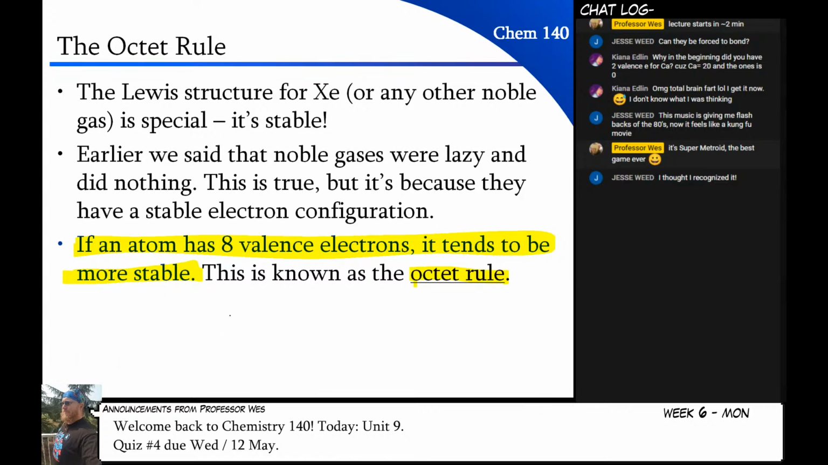For instance, this chlorine gas is extremely reactive and deadly. This is like one of the components of mustard gas. If you breathe chlorine gas, it will oxidize your lungs and you will die.